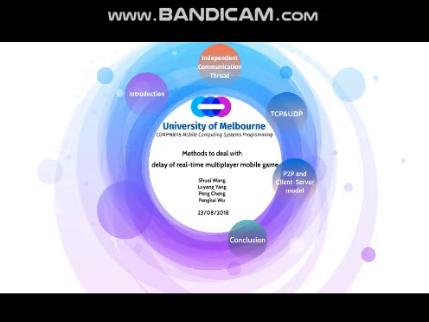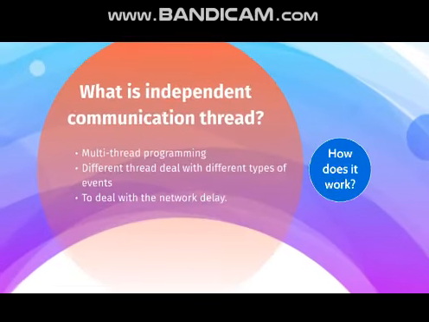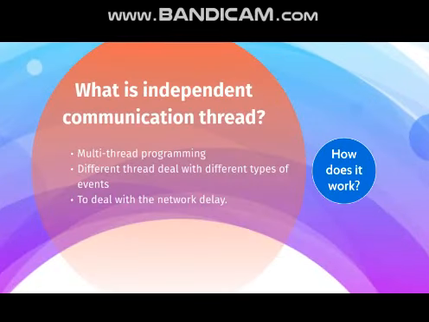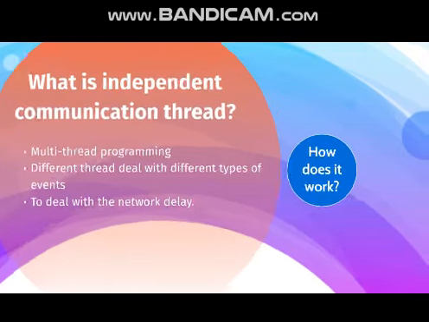The first one is independent communication thread. What is independent communication thread? Basically, it is a multi-thread programming way to deal with the network delay. That means use different threads to deal with different type of events. To be more specific, how does it work?